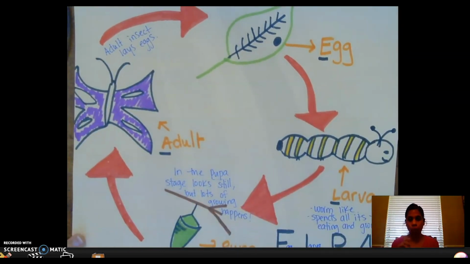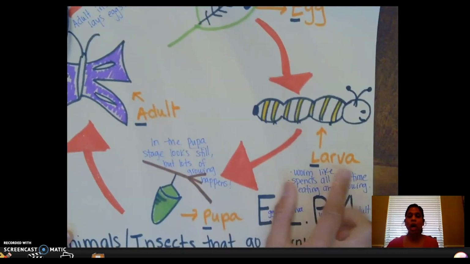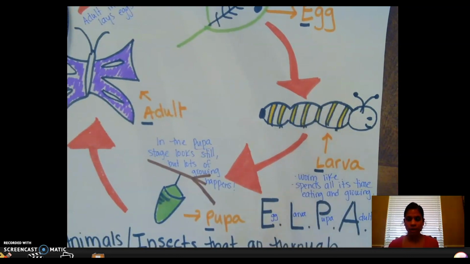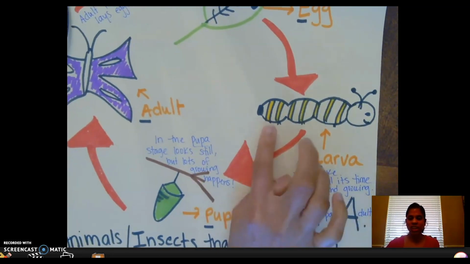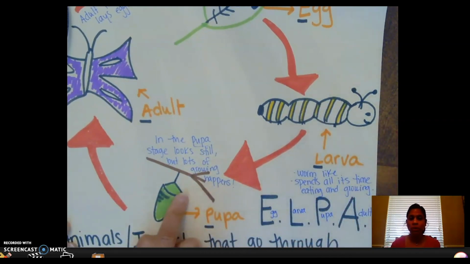So in complete metamorphosis, these insects go through 4 stages. They start out as an egg, then they turn into a larva, right? So butterflies, they are called caterpillars when they are in the larva stage. So larvas is when they look like a worm and they spend all their time eating and growing. From larva, they go to pupa.